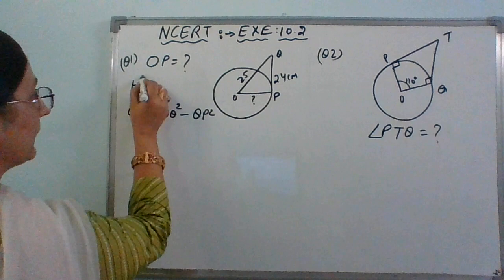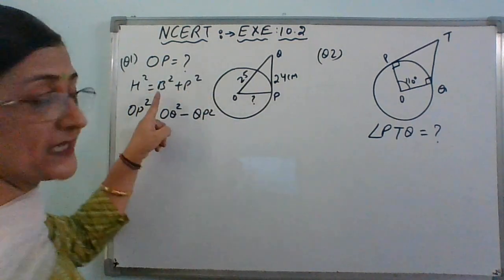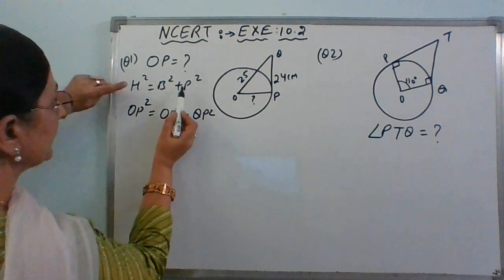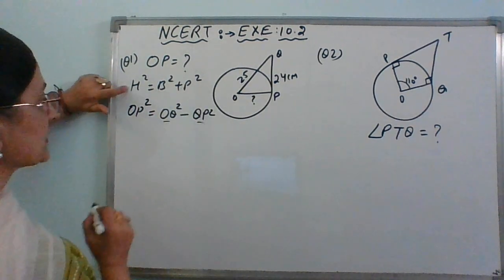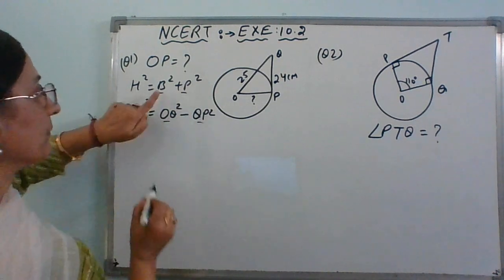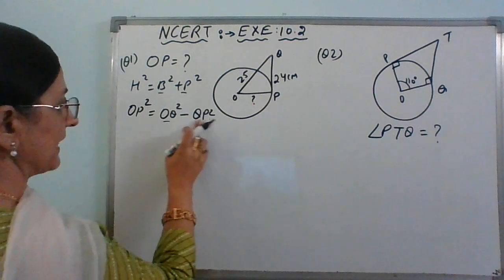You know that hypotenuse square is equal to base square plus perpendicular square. If you have to find the base, then it is h square minus p square. When you have to find h, then we add; when you have to find b or p, then we do the subtraction, right?